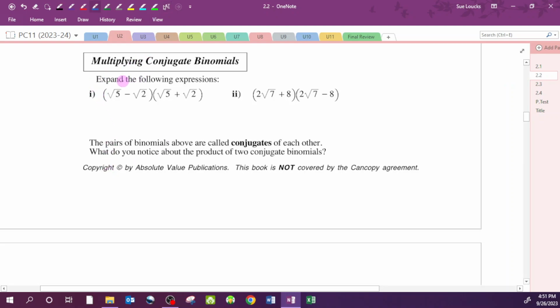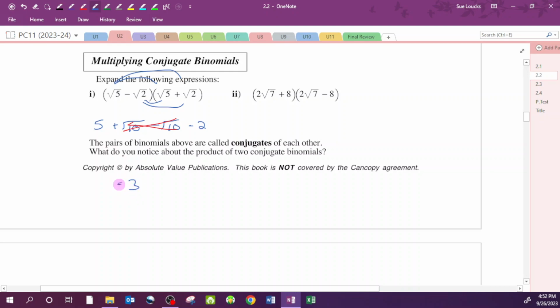So if I do my first, outer, inner, last: root 5 times root 5 is 5, right? And root 5 times root 2 is root 10. And then minus root 2 times root 5 is minus root 10. And then we have minus root 2 times root 2, which is minus 2. And notice that these middle terms cancel out, and we end up with 5 minus 2, which equals 3.